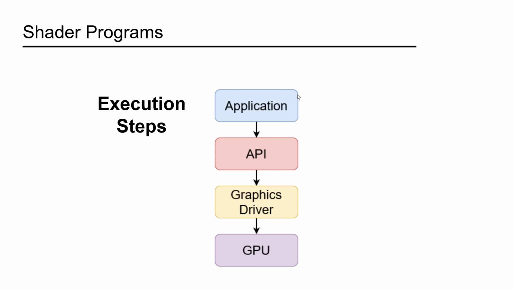Whatever our host application is, we'll send a shader program source file to a graphics API. Most APIs will compile this down to an intermediate language, a high-level shader language, which is then sent to the graphics driver. This driver is specific to the hardware you have installed on your system, and it takes the high-level shader program and compiles it down to binary that can be executed on the GPU. This is then sent to the GPU along with any other data that is required and processed.